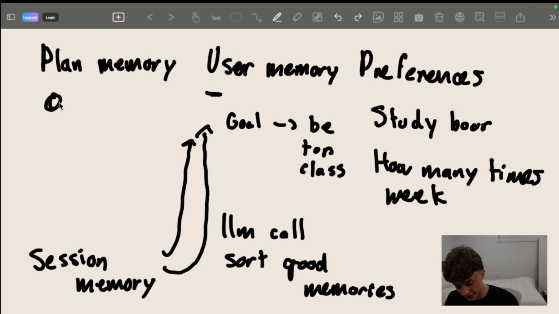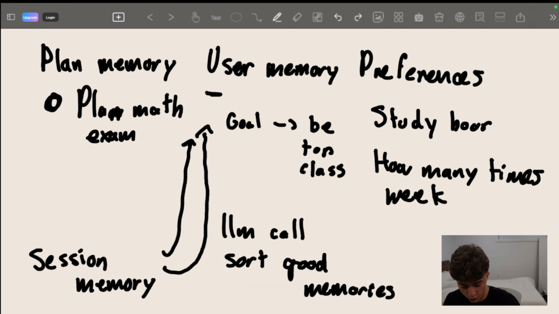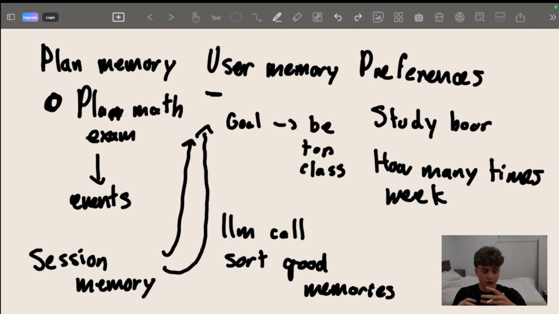And what's cool is that for those plan memories, for example, we have our plan math exam, well, we could maybe link that plan memory to certain events. And so by linking those, when we want to actually adjust that plan and give feedback to the model, it would be able to see the previous events that it did and adjust for the next step.